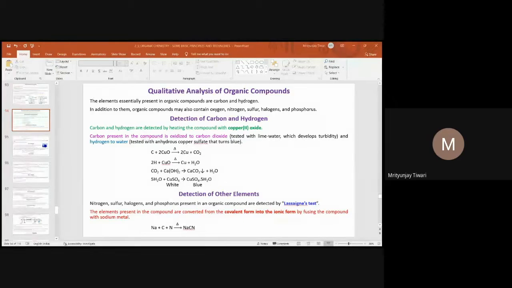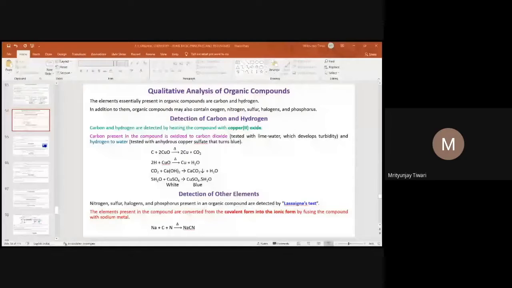Then I also started quantitative analysis, and quantitative analysis is important to find out in what percentage a given element is there in the organic compound, meaning the mass percentage. Once you know the mass percentage of all the elements present in the organic compound, you can easily find out the empirical formula, and then from the empirical formula and vapour density, you can find out the molecular formula of the compound, and from the molecular formula you can also gauge the structure of the compound.